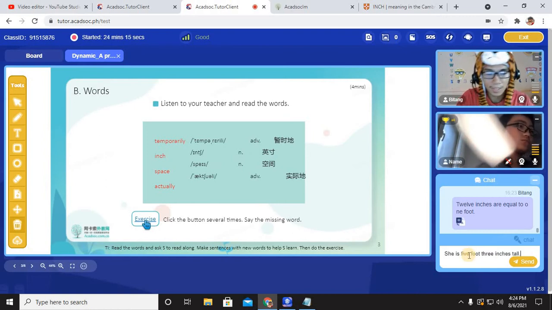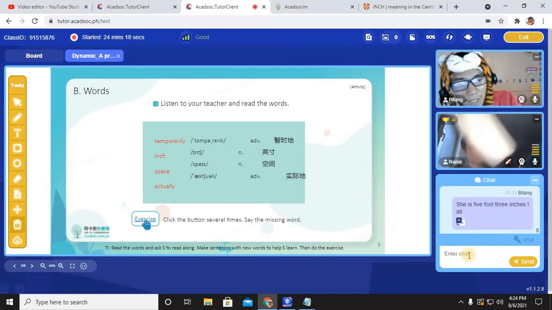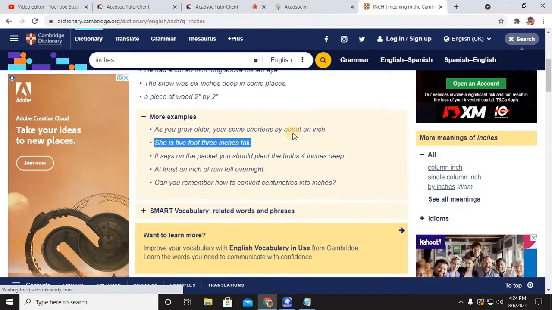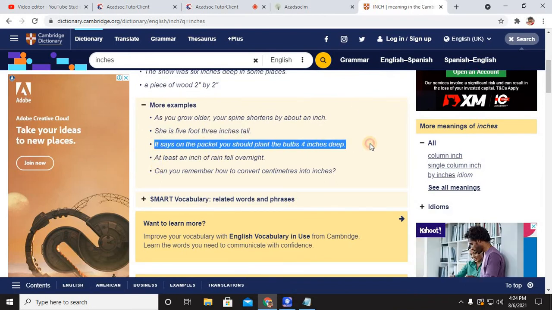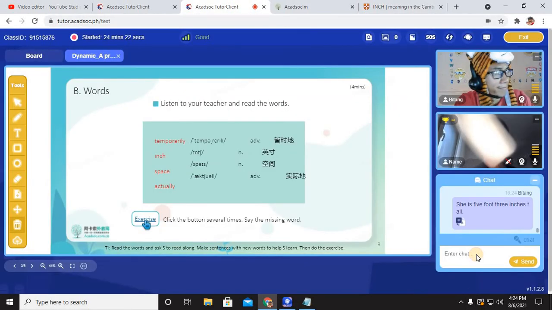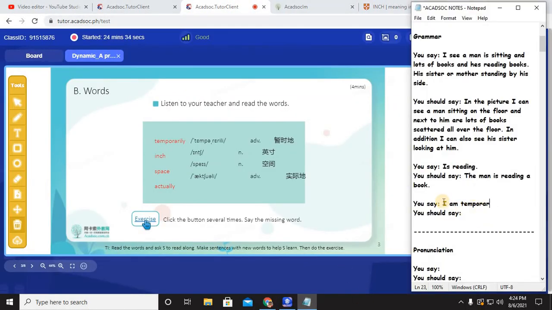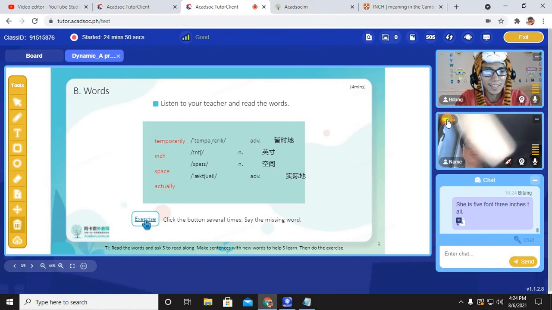I can give you another example. She is 5 foot 3 inches tall. All right. My desk is 30 inches wide. Okay, very good. That is a good sentence. Okay, next.